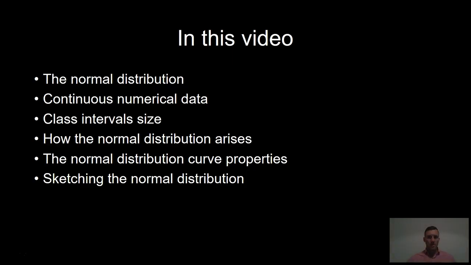In this video, we're going to have a look at the normal distribution, a reminder of what continuous numerical data is. We'll have a look at class interval size, how the normal distribution arises, the normal distribution curve properties, and we'll look at sketching the normal distribution.